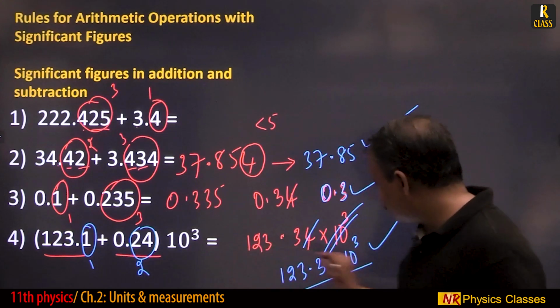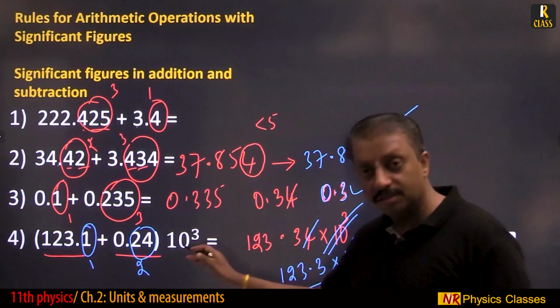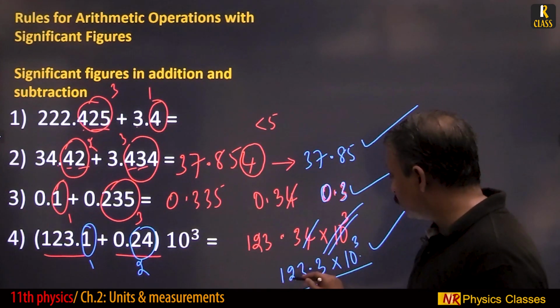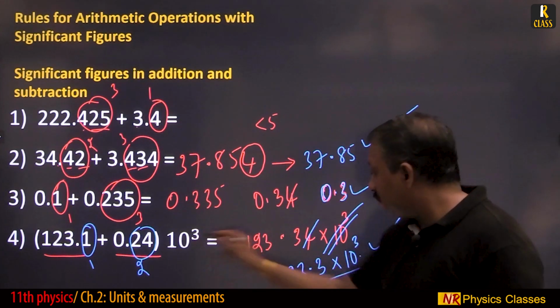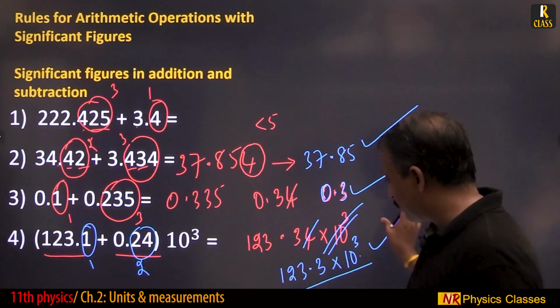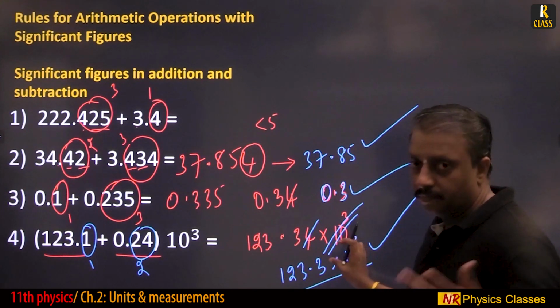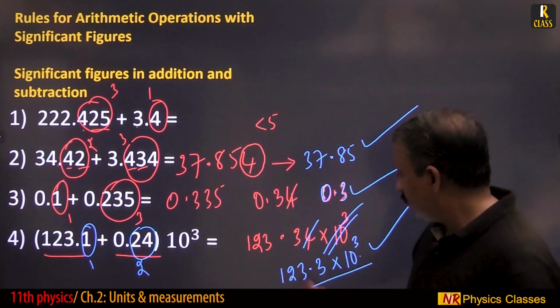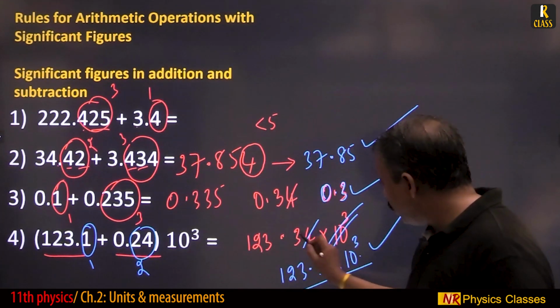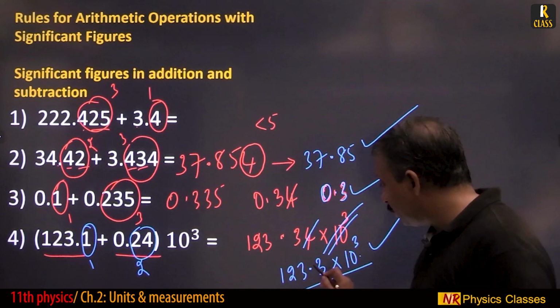We have to retain this because that doesn't come under significant figures. So the answer is 123.3 into 10 to the power of 3. It is not there means that doesn't mean you have to drop it. You retain. Anyway, we are not counting that under significant figures. And 123.34 becomes 123.3.